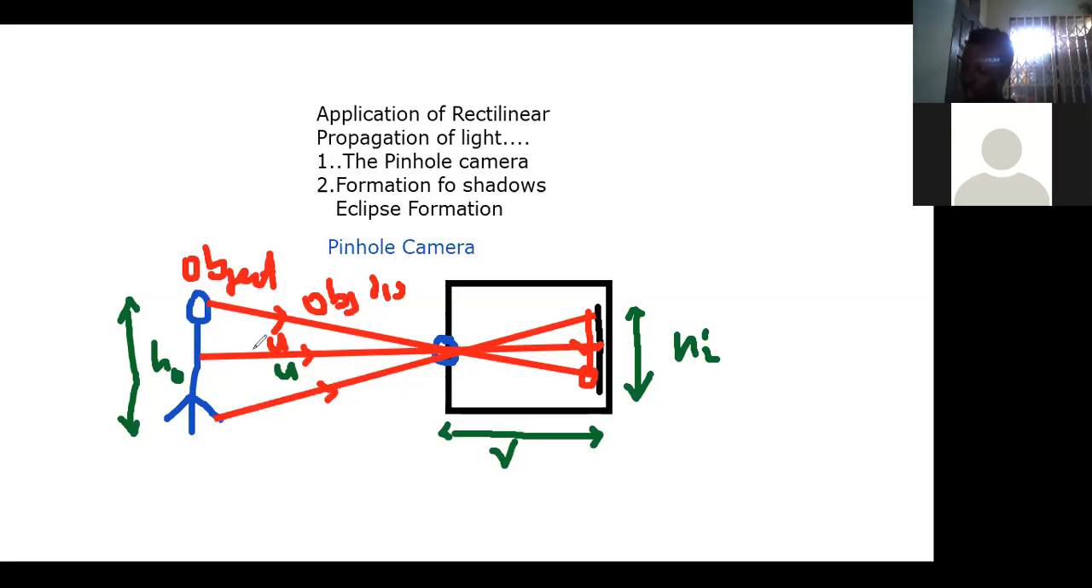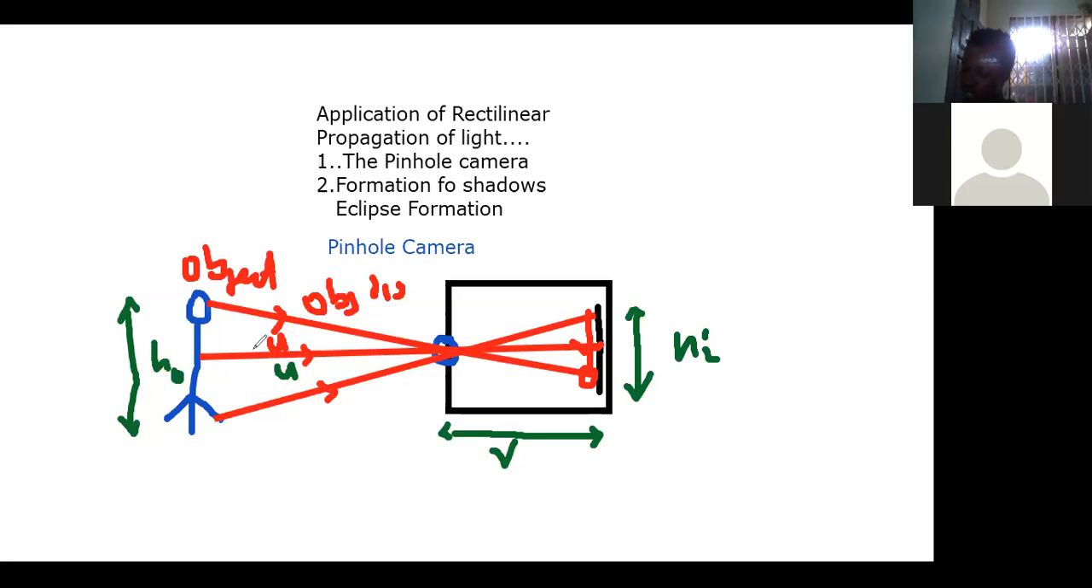We can also talk about the advantage of a pinhole camera. Now the main advantage of a pinhole camera is that it does not require focusing by way of adjustment, and that is no matter how far or close an object is, the image is formed. So that is one advantage of it.